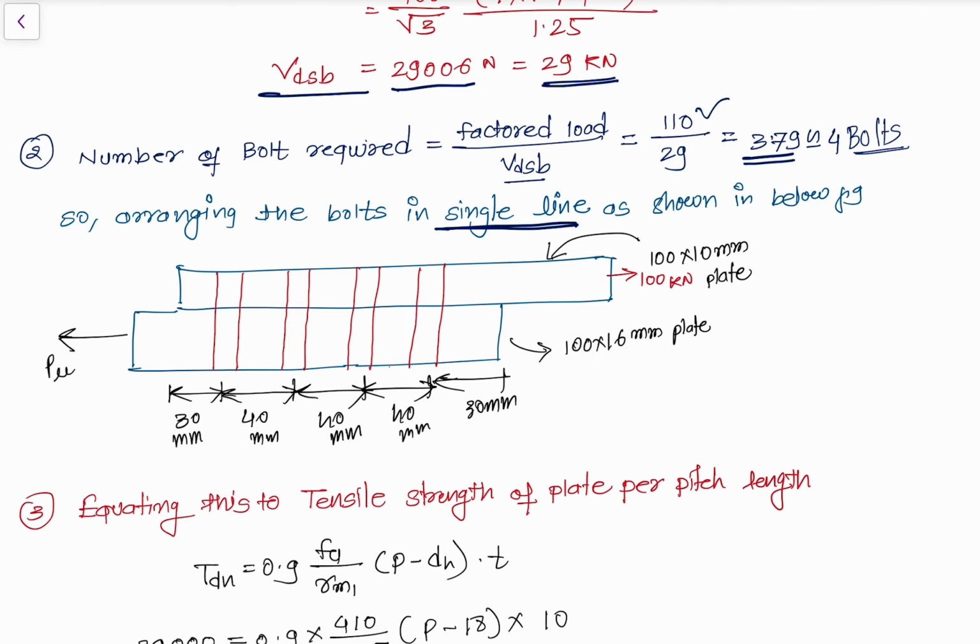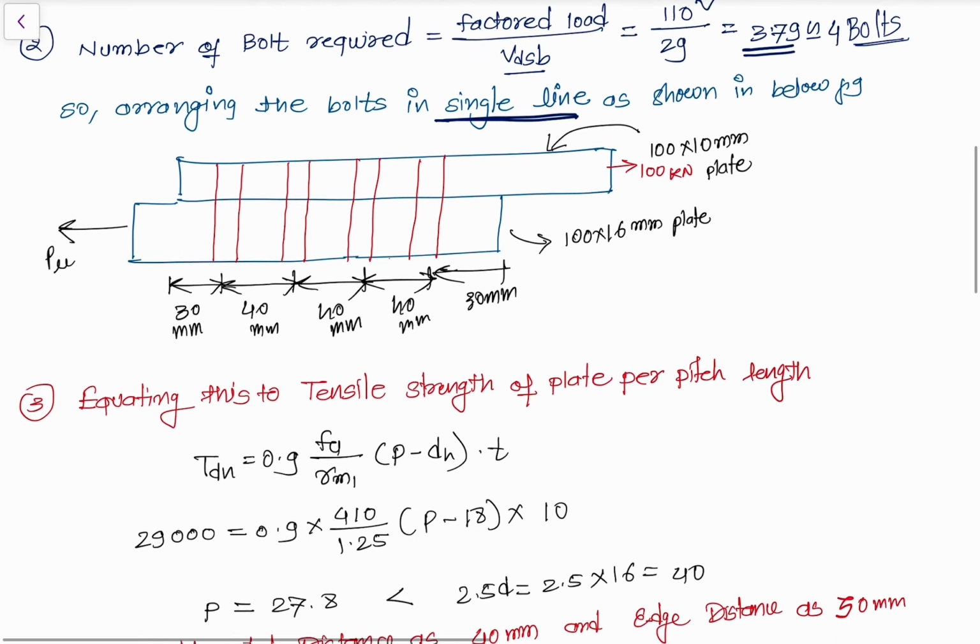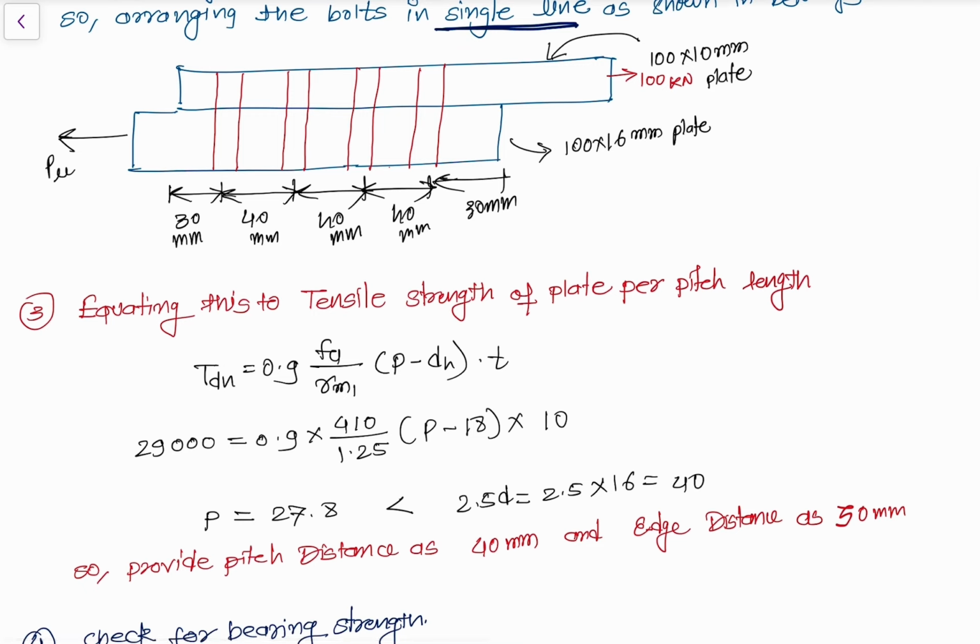Now what is a design? Design means what would be the edge distance and what would be the pitch distance. So this distance we need to calculate, and this distance we need to calculate. That calculation will now take place using this single row concept. So step number 4 is we need to equate the TDN with respect to this formula, right? So what would be the value of TDN?